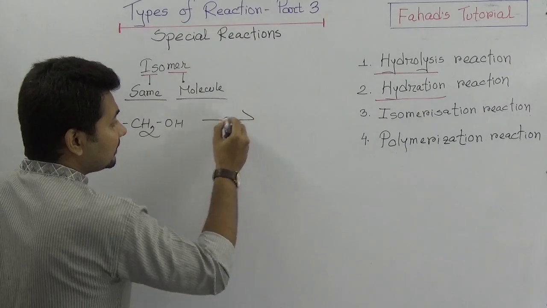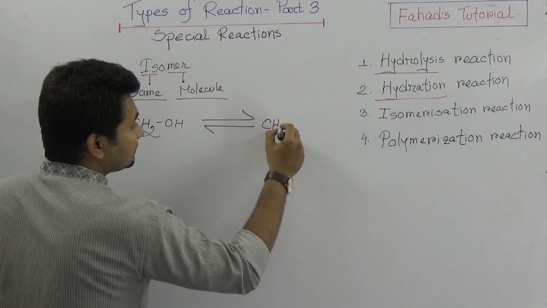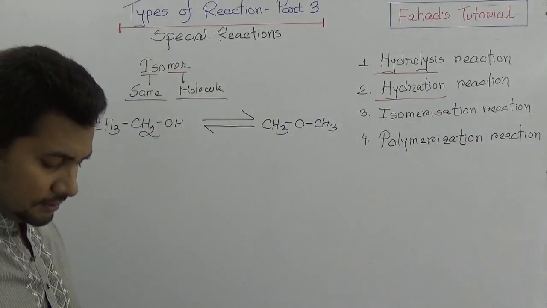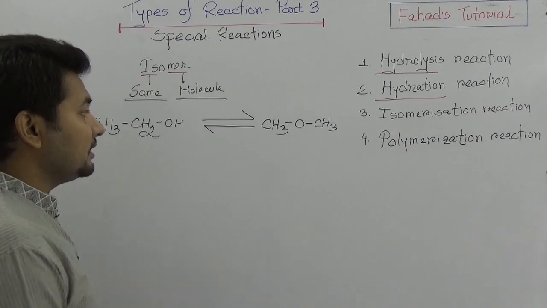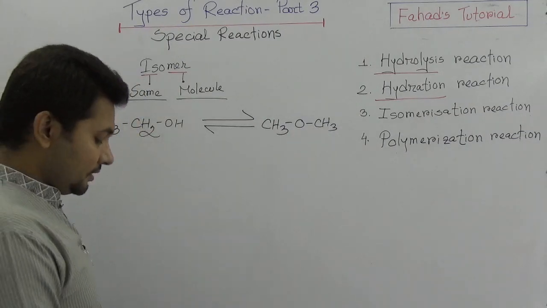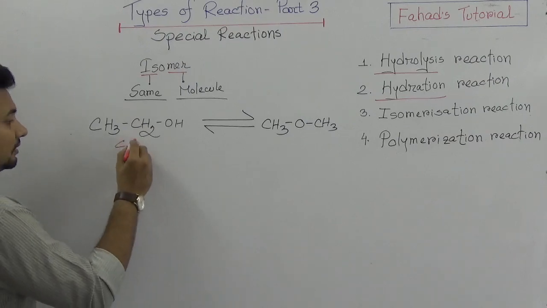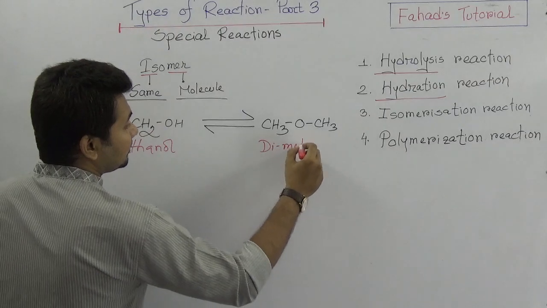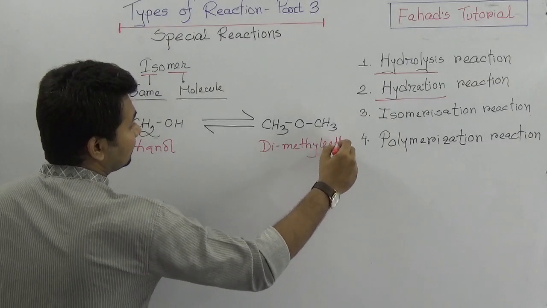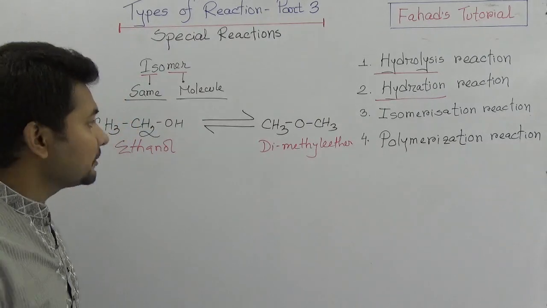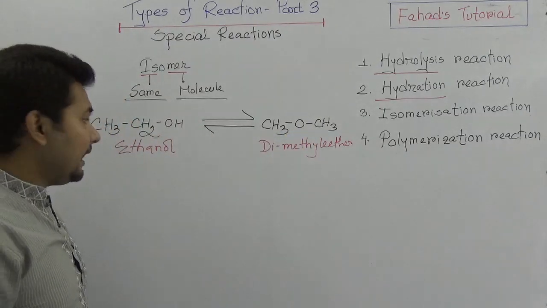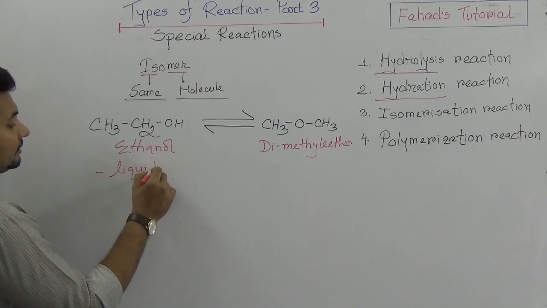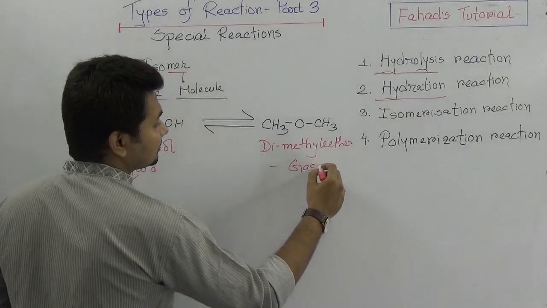If I say that it's forming like this, CH3OCH3, then what is the name of it? It's actually dimethyl ether. So the name of this one is ethanol, but here this is dimethyl ether. You think about it. This is completely different. This is actually a liquid. And you think about this one, it is actually a gaseous substance.